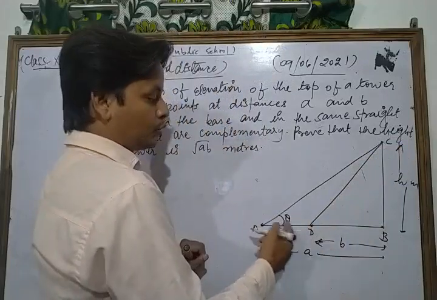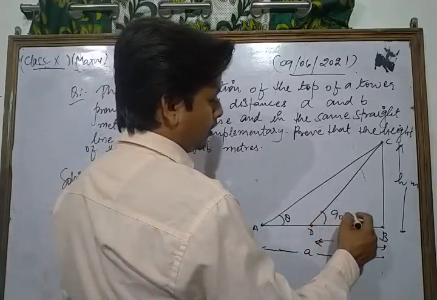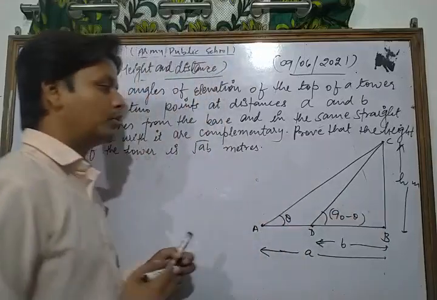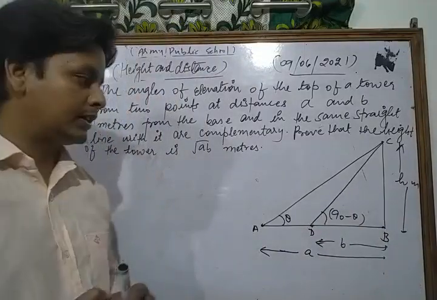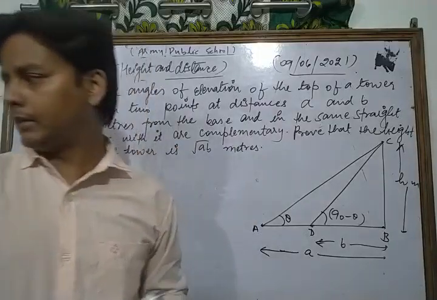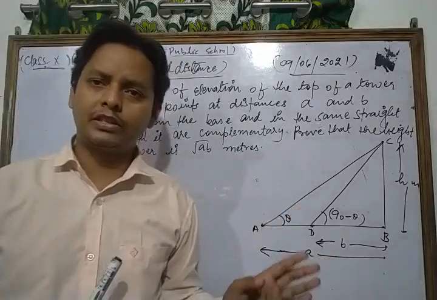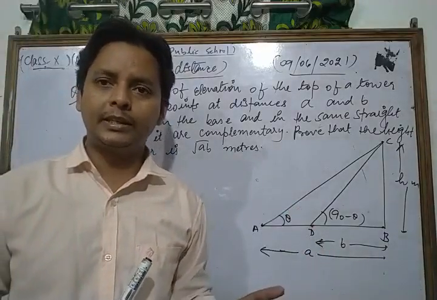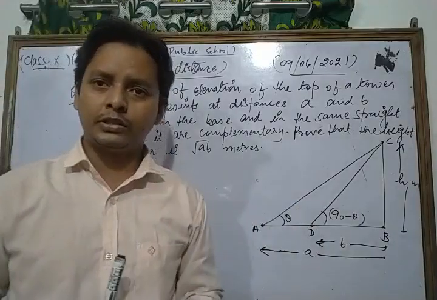complementary to each other. So we take one angle as theta, then the other is 90 minus theta, because both the angles are complementary to each other. And you know that very well. What is the concept of complementary angles? If the sum of two angles is 90 degrees, then they are said to be complementary to each other.